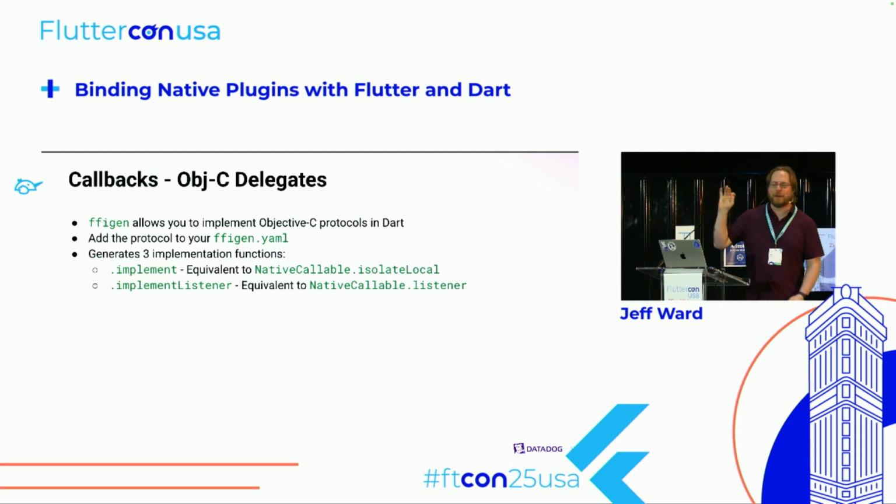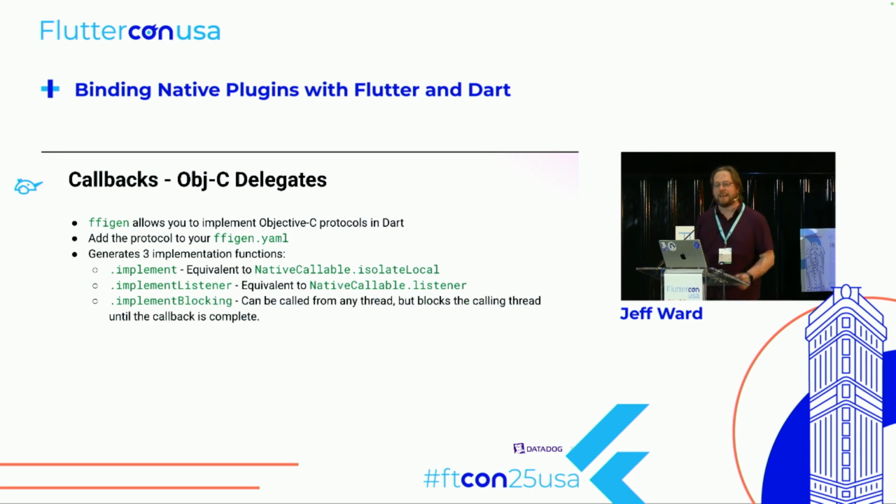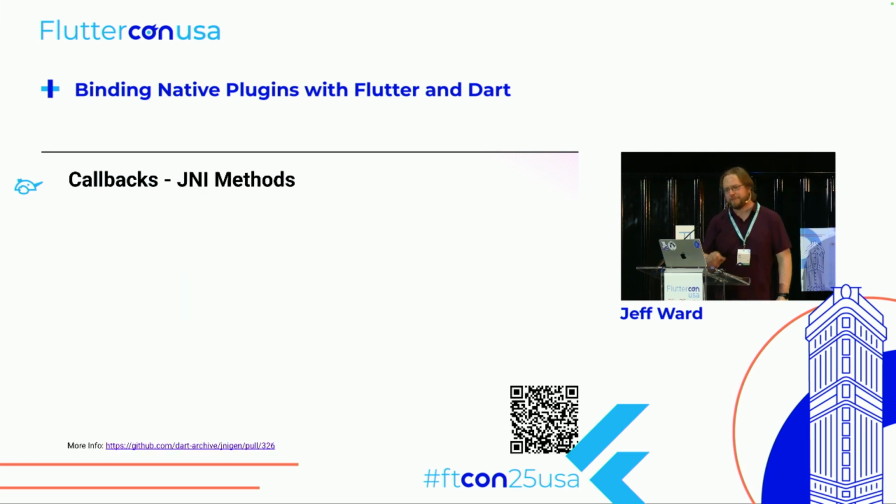Implement listener, this is the equivalent of native callable listener. This can be called from any thread, but it's asynchronous. Can't return data. Implement blocking. This can be called from any thread, but it blocks the calling thread waiting for the call to complete. This does exist. I don't know why this exists, but the native one doesn't, but this does exist and you can use it. And this is meant for, in iOS functions, when you have a completion handler and you need to call that completion handler synchronously.